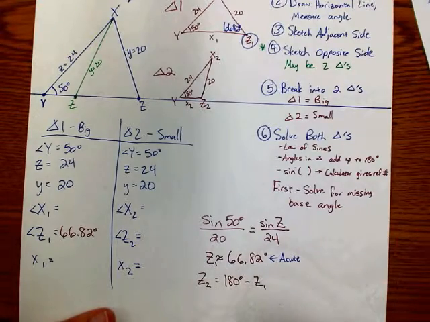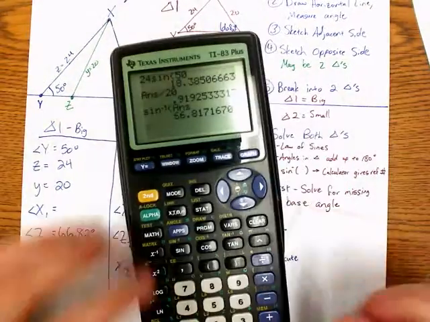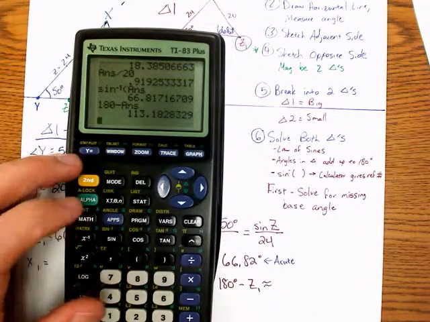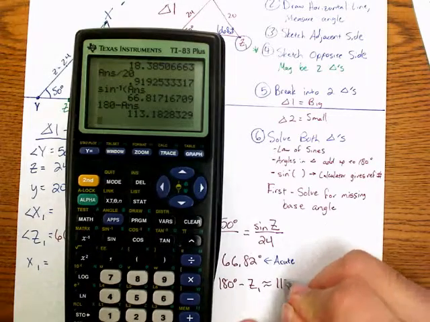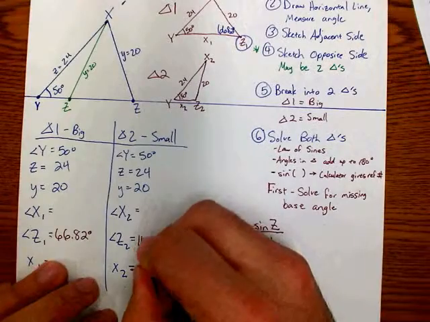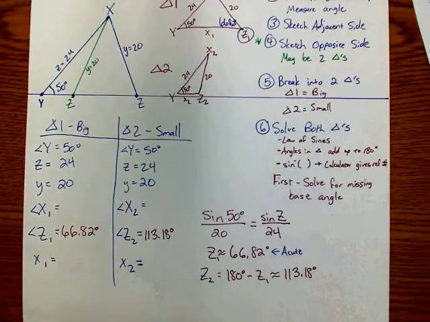So that means, and it's easy enough to do, 180 minus that number, and we get that it's roughly 113.18 degrees. So z2 is about 113.18 degrees. Now, there's still a bit of work to do, but it's a little easier now.